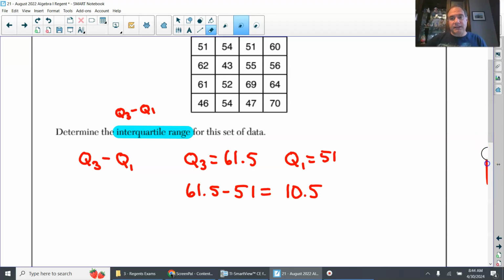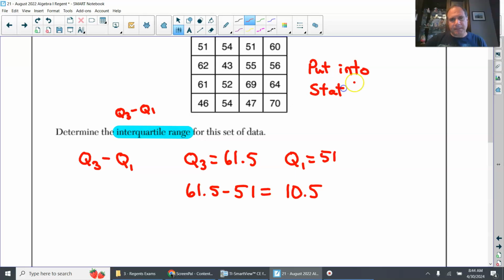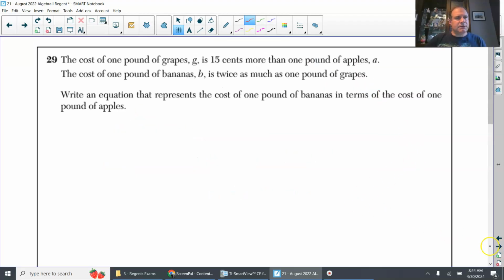Remember, put it into your stat list. And that's it. All right, number 29.